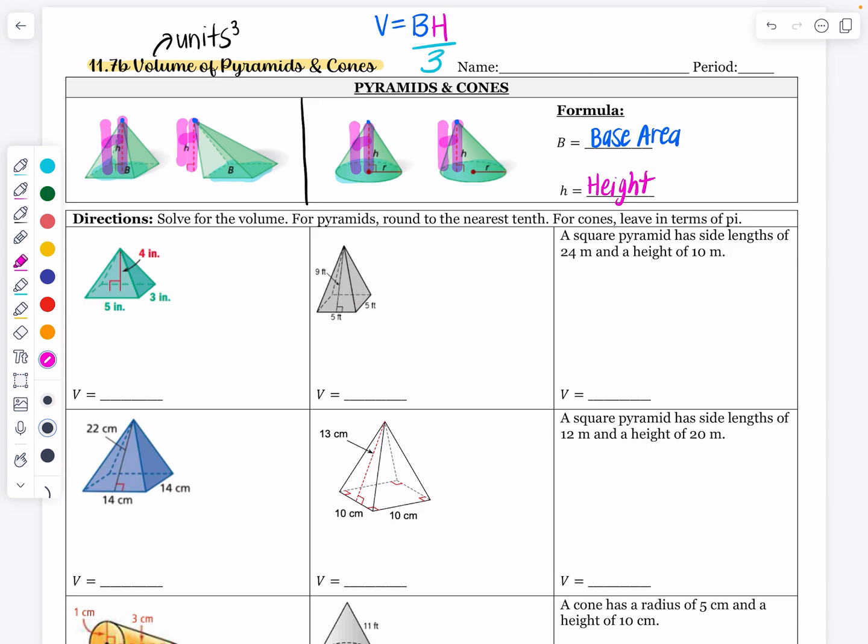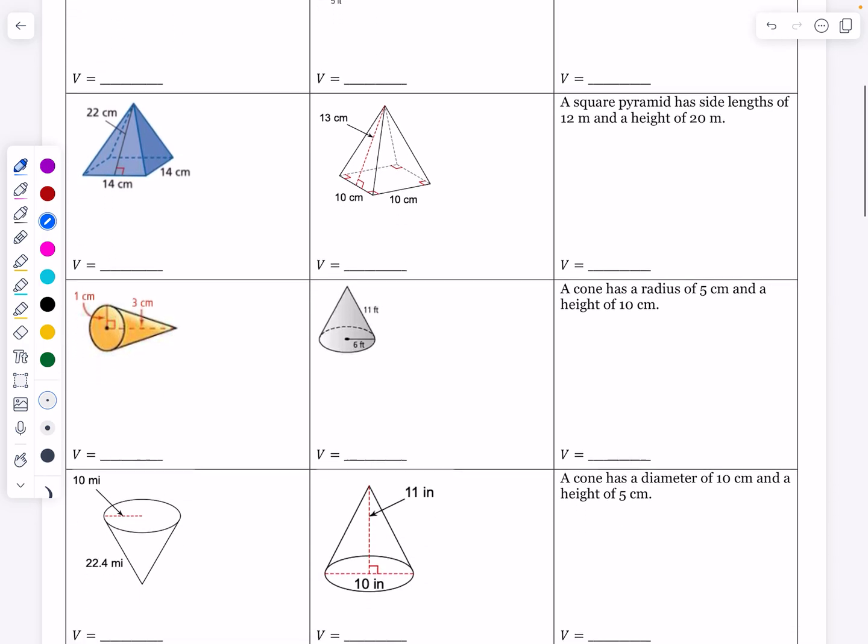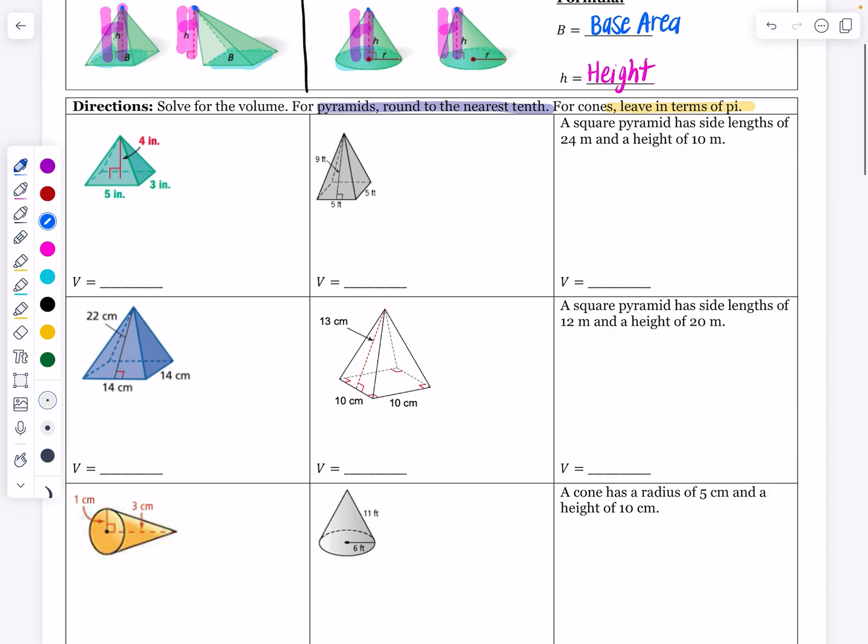It says solve for the volume. For pyramids, we're going to round to the nearest tenth, and then whenever we get to the cones, we're going to leave them in terms of pi, since they have circular bases. That's just what my directions say to do, so that's what we're going to follow. We did not do every single one of these problems in class. In fact, I assigned some of these to a few different groups. So we're going to jump around a decent bit. We're not going to do every single problem. I will upload the key to every single problem, and that way if you wanted to try a few on your own, you absolutely can.